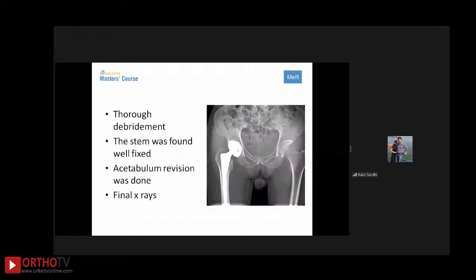So we did a revision, we did a thorough debridement. We debrided all the tissue which was found to be damaged due to metallosis. The stem was found to be well fixed and the taper was having a grade 1, grade 2 damage due to metallosis. So we did not remove the stem. We kept the stem as it is and just the acetabulum revision was done. And these are the final X-rays.